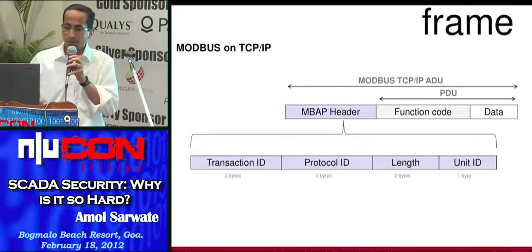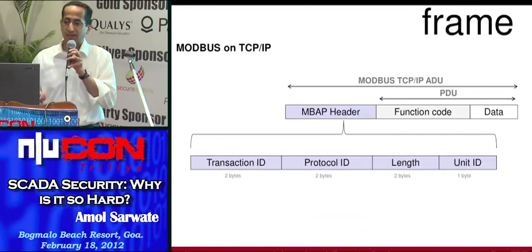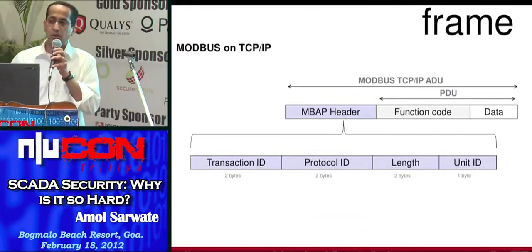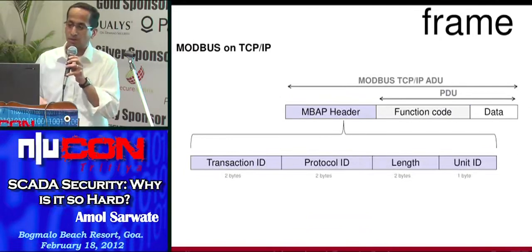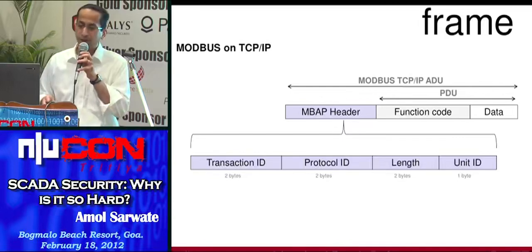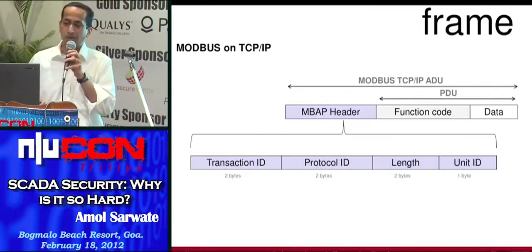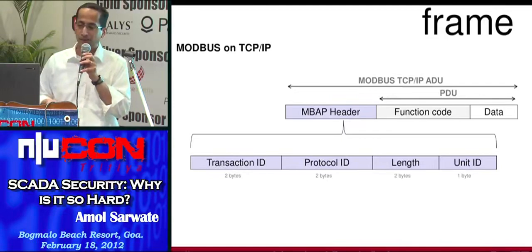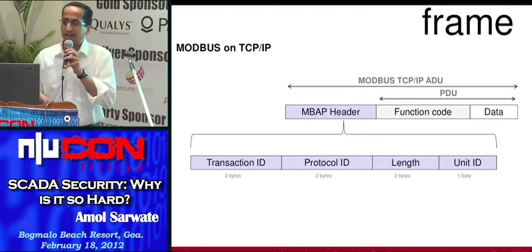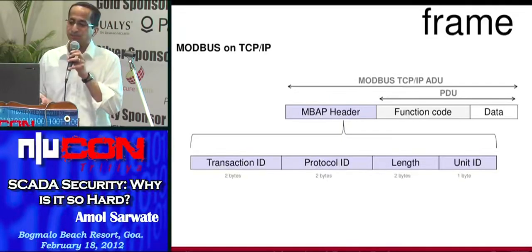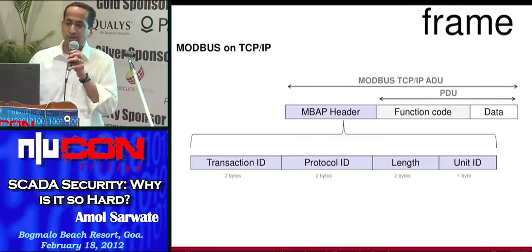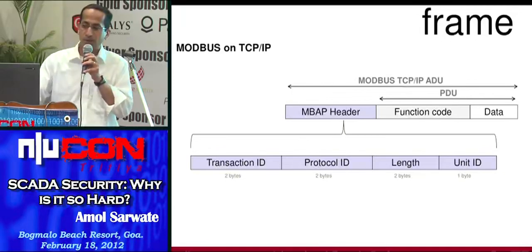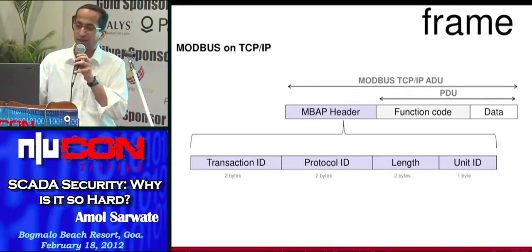So for a minute, let's also get rid of the TCP and the IP header and just look at what you put into the TCP packet for a Modbus frame. What you have here is a Modbus header, the MBAP header, some function codes, and then data. The header usually has a transaction ID, a protocol ID, length, and unit identifier.